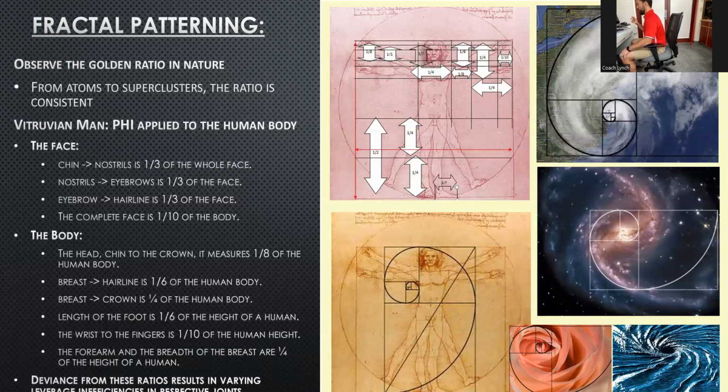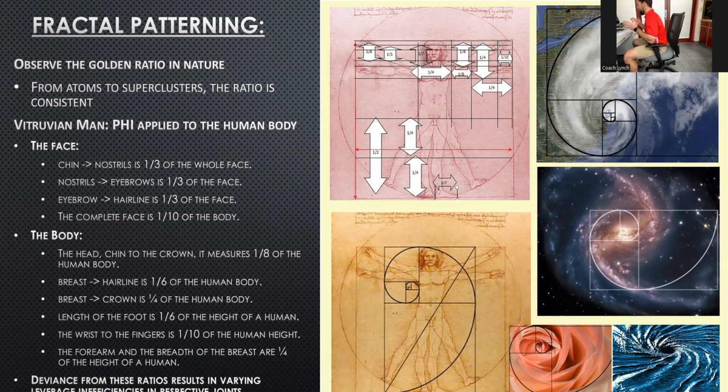If you look at the Vitruvian Man, just in terms of the head and face, you can see here the chin to the nostrils is a third of the face. The nostrils to the eyebrows are a third of the face. The eyebrow to the hairline is a third of the face. The complete face is 1/10 of the body. All right, and you can read how it's organized in the body right here. But this basically is what I like to think of as the most perfect architectural structure for the human body.